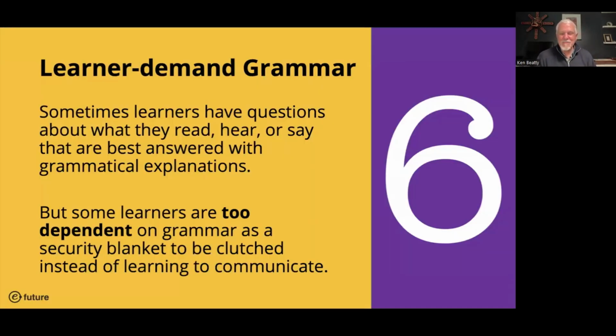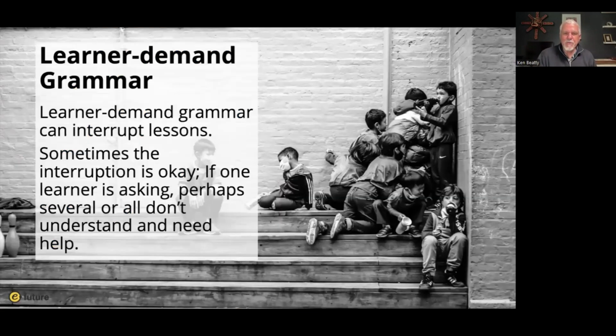Okay, number 6. Remember, there's 7 points. We're almost there. Learner demand grammar. Sometimes learners have questions about what they read, hear, or say that are best answered with grammatical explanations. But some learners are too dependent on grammar as a security blanket to be clutched instead of learning to communicate on their own in some way. So what can we do here? If they're too dependent, maybe they're just worried about the rules, and they spend too much time thinking about that rather than just trying to use the language, right?